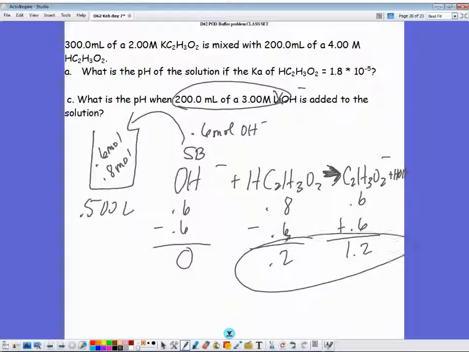Stop, look, and listen. What do I have? I still have a buffer. How do I solve for the pH of a buffer? HH. So Ka times 1.2 over 0.2 equals H plus. Yes?